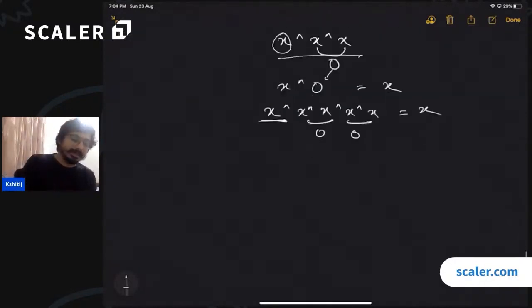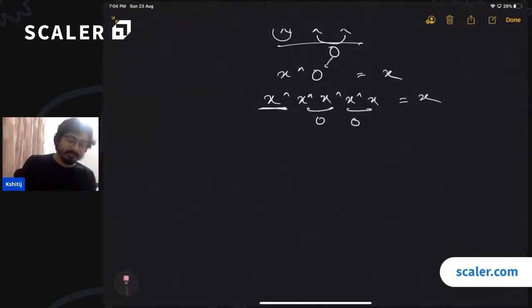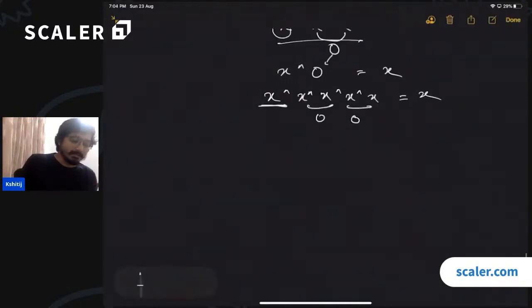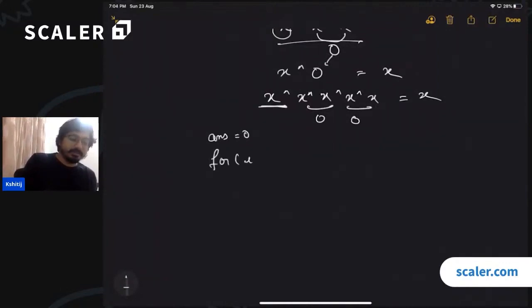If you have to just quickly write the code for this, this is going to be a single for loop code. You can just initialize an answer with 0. Now you can say for i equals 0, i less than n, i plus plus, answer equals answer XOR A of i. And this is it. Here you return the answer.